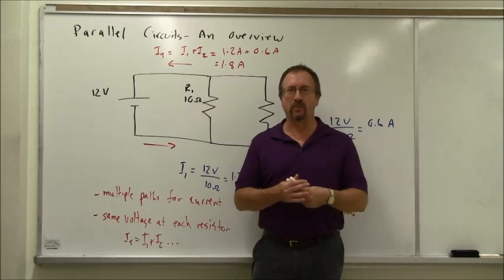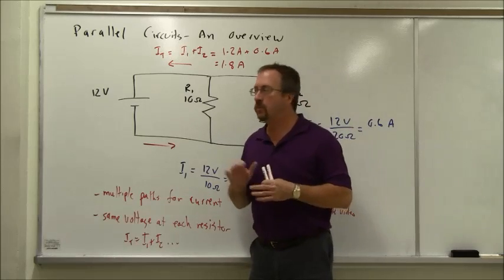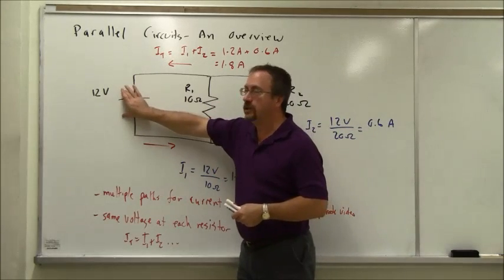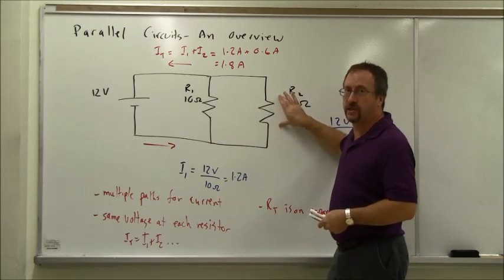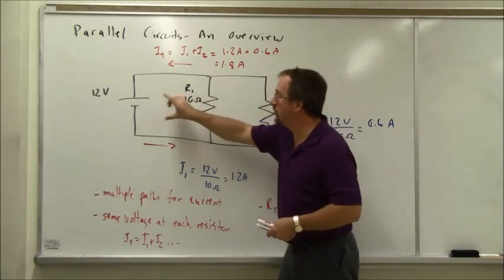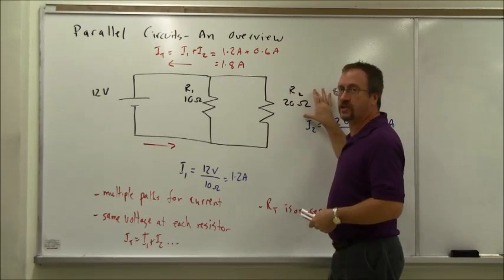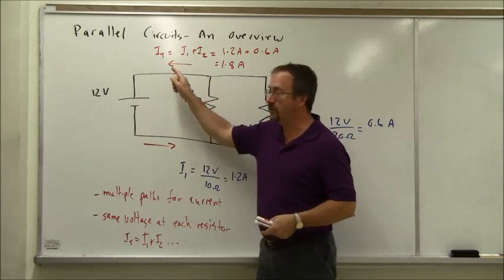In class, we learned about parallel circuits, and I'll just give you a quick overview of what we did in class. We talked about the fact that for a parallel circuit, when you have a voltage, it's the same voltage applied to all resistors in the circuit. So this 12 volts, there's 12 volts across this 10 ohm resistance, and there's 12 volts across this 20 ohm resistance. You also have multiple paths for current to follow.